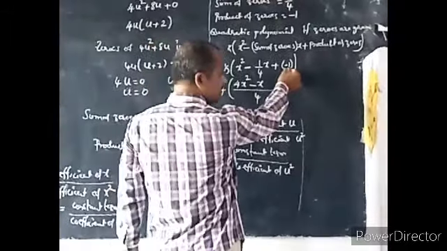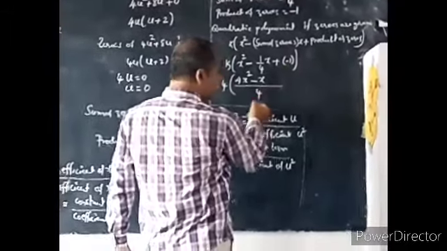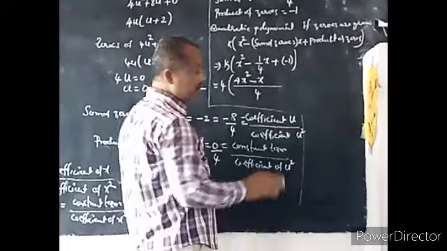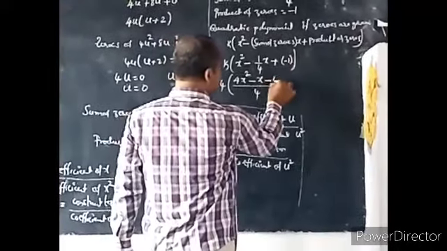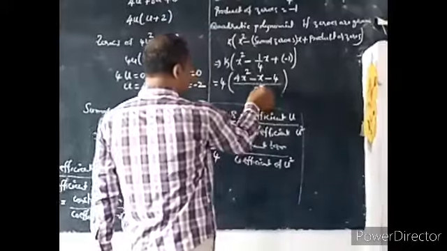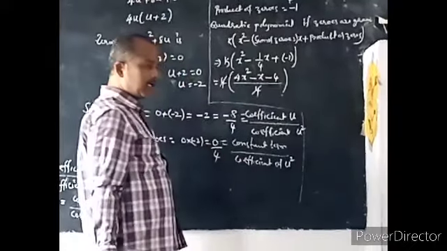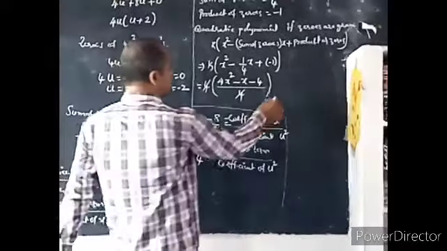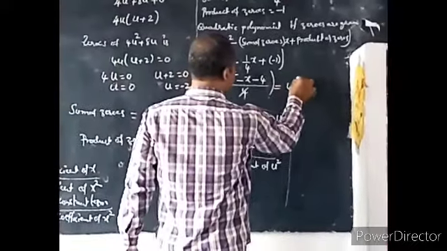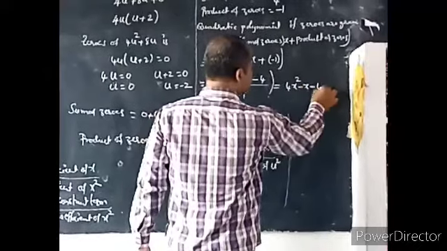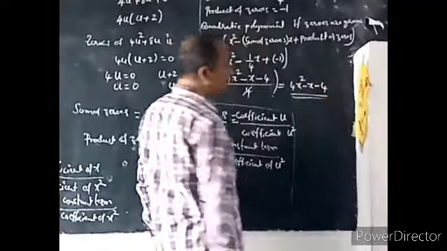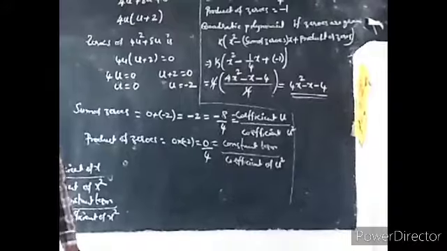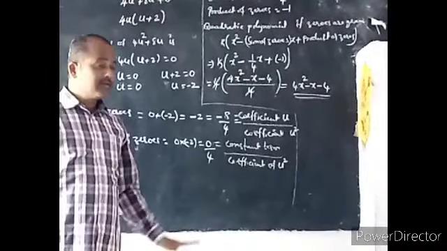Next, here no number means 1. 1 divides 4, that gives 4. 4 into minus 1, that is minus 4. Now this 4 and 4 get cancelled, multiplication has come, so it cancelled. Now what remains? 4x square minus x minus 4. So the required quadratic polynomial is 4x square minus x minus 4.